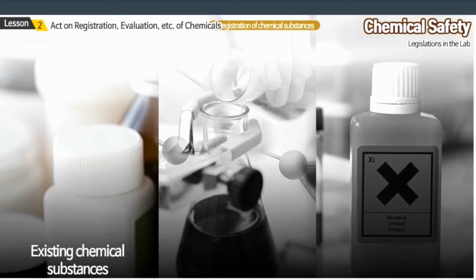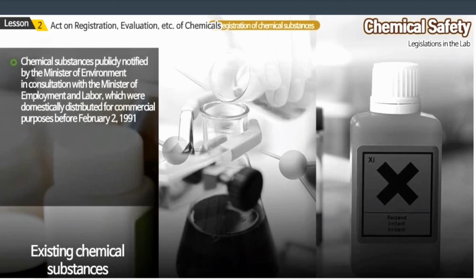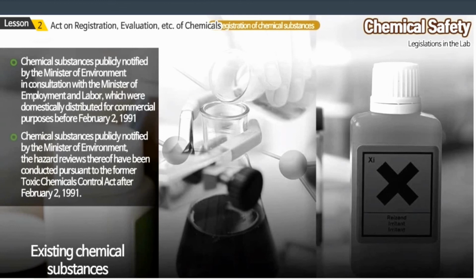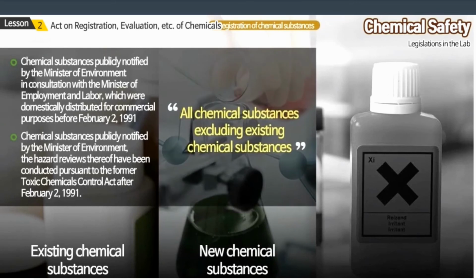Existing chemical substances refer to the following chemicals. Chemical substances publicly notified by the Minister of Environment in consultation with the Minister of Employment and Labor, which were domestically distributed for commercial purposes before February 2, 1991, and chemical substances publicly notified by the Minister of Environment, the hazard reviews of which have been conducted pursuant to the former Toxic Chemicals Control Act after February 2, 1991. New chemical substances refer to all chemical substances, excluding existing chemical substances.